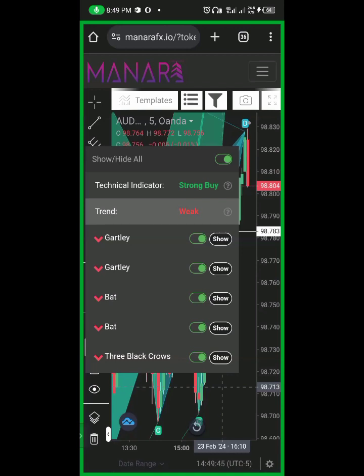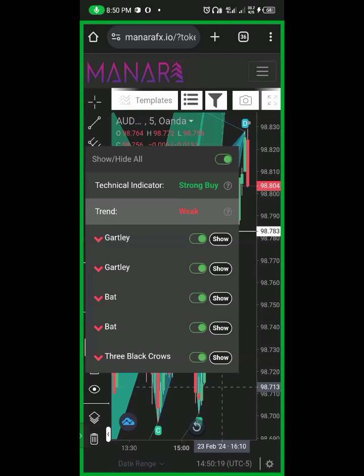But as it is now, it's saying strong buy at the top, but the trend is saying weak, so you don't buy. You have to make sure that both are working together. So if it's a sell also, if the technical indicator is saying sell, and then the trend is saying strong, then you can sell. Or the technical indicator is telling you strong sell, and the trend is saying strong, then you can still sell. Or the technical indicator is telling you strong sell, and the trend is saying very strong, then it means you can sell.